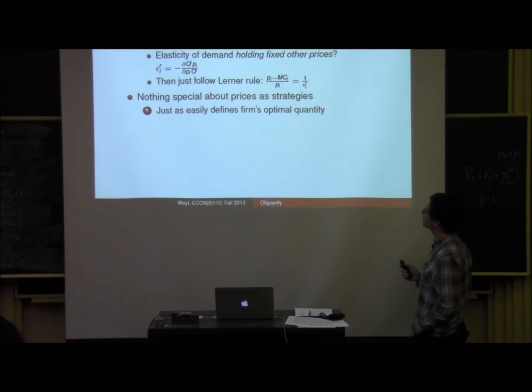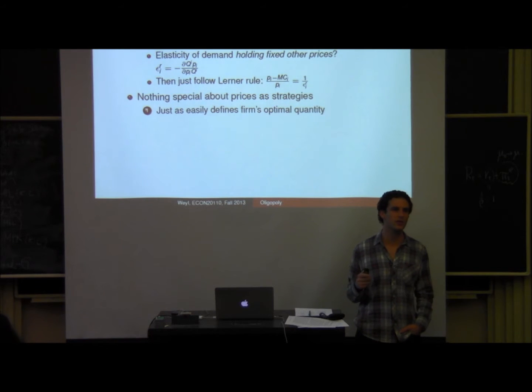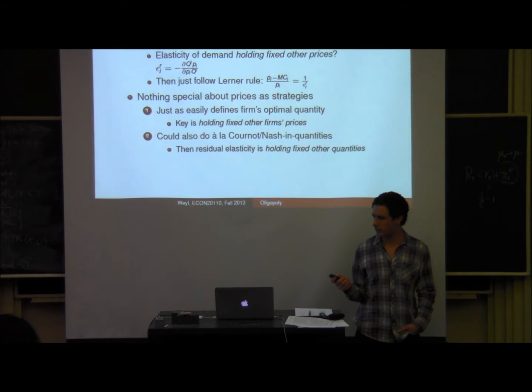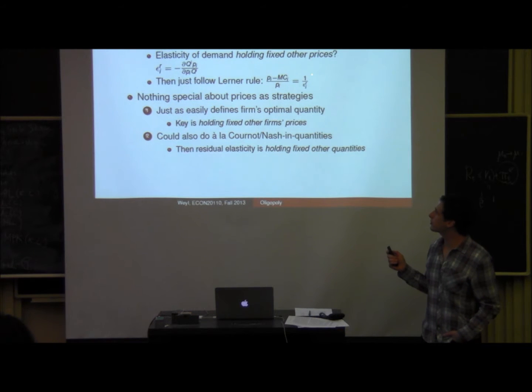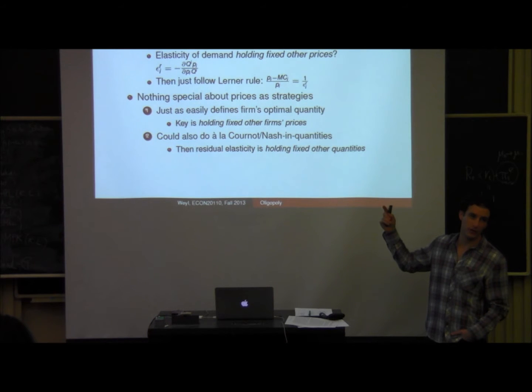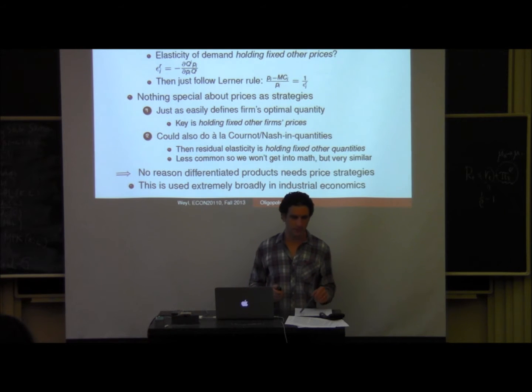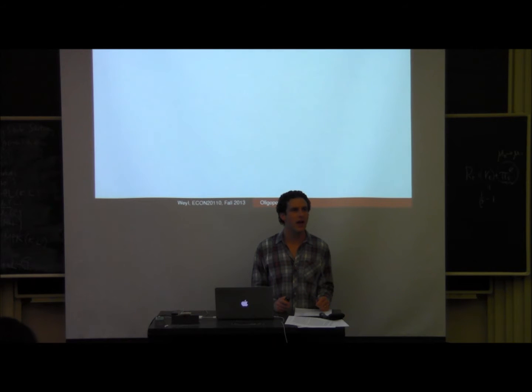And then firms are just going to price according to the Lerner rule, that the relative markup is equal to the inverse of the residual elasticity. Now, of course, there's nothing specific to this about prices being strategies. We could also define the residual elasticity holding fixed other firms' quantities or anything else, right? You just have to hold fixed something for the other firm. We could also hold fixed the other firm's prices and derive my optimal quantity using the inverse demand holding fixed everybody's prices, right? But this basic model where we hold fixed other firms' prices is used extremely broadly in industrial economics, and we'll use this to talk about lots of things in competition policy during the next lecture.